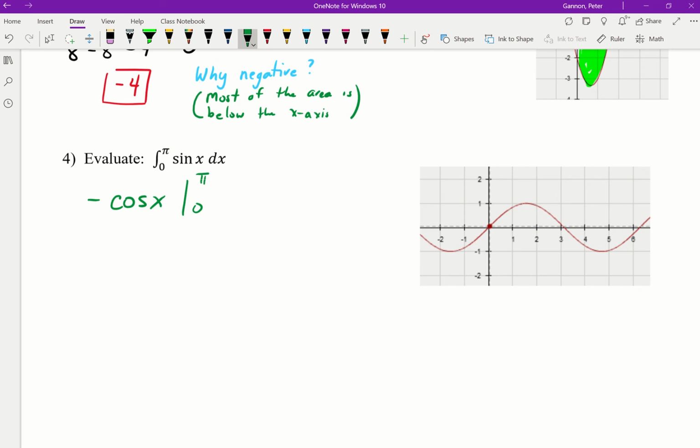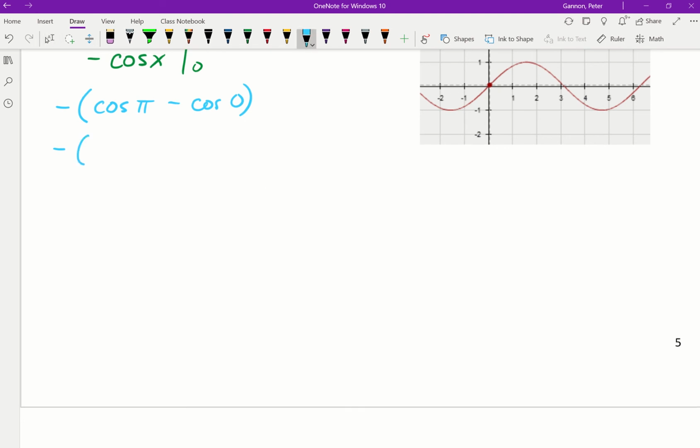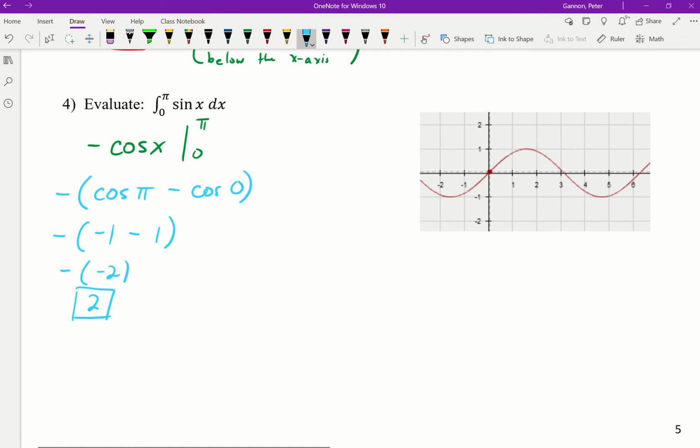So you can handle the next part a couple different ways. Some people like to just take out the negative, which is what I'm going to do in this case. So we have cosine of pi minus cosine of 0. You got that negative out in front. Now, cosine of pi, you got to think about the unit circle. Cosine of pi is negative 1 minus cosine of 0 is positive 1. So you end up with negative 2, which simplifies to positive 2. So the integral from 0 to pi of sine of x is 2.